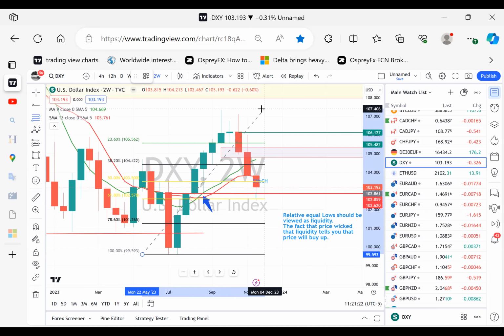Look at those equal. See all those wicks are equal down at the bottom. Equal lows. That's liquidity. It's liquidity down there. This pulls back, taps right there at the 62. Wants to push up.